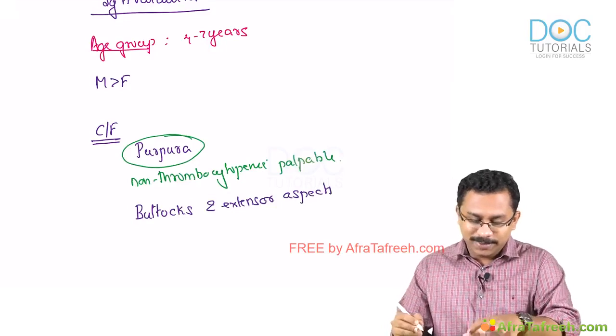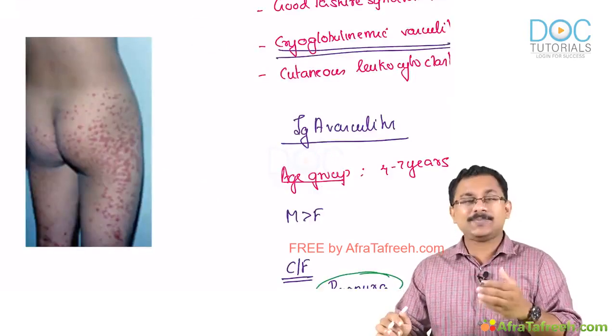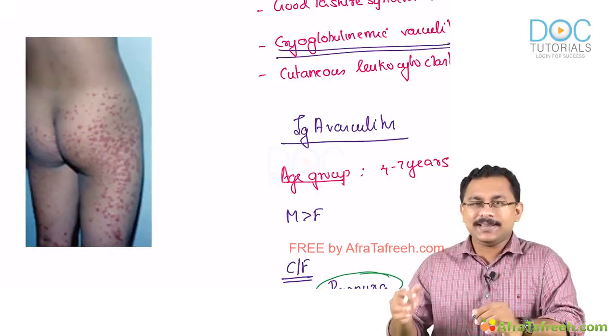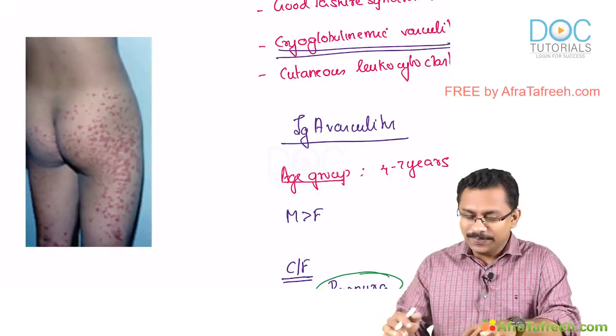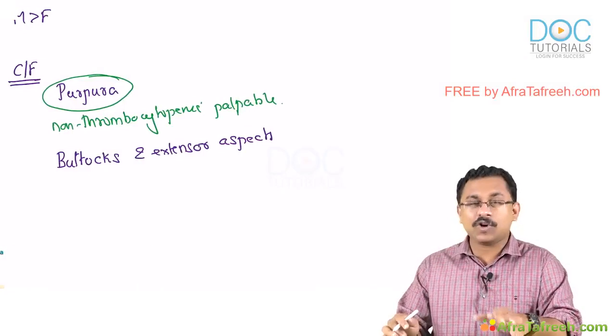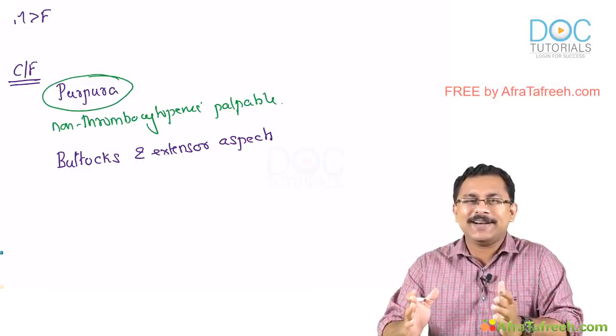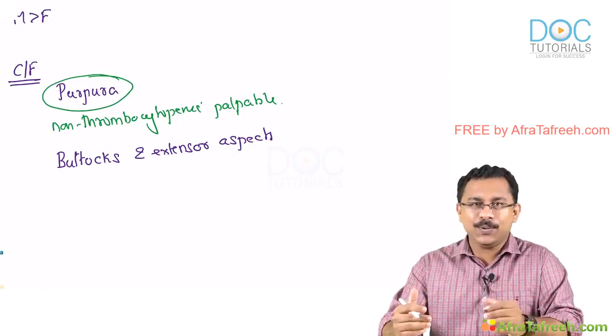So I'll just show you an image. This is the HSP purpura, which is located over the buttocks as well as the back of the thighs. That is the most common manifestation. Almost everyone with HSP vasculitis would have a purpura.